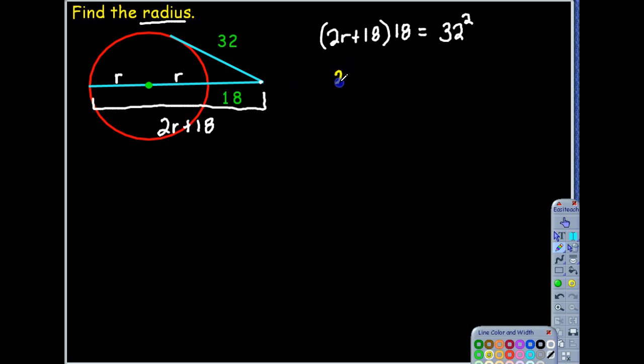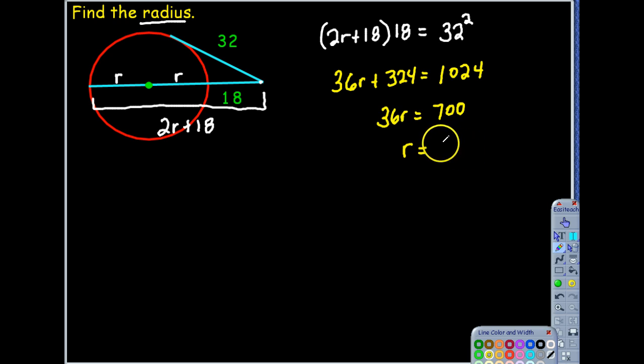So distribute. So I get 36R. And 18 times 18 is going to give us 324. And 32 squared is 1,024. All right, another basic algebraic equation. So if we subtract our 324 from both sides, we get 700. And when you divide by 36, we get a repeating decimal. Okay. So we could say it's approximately 19.44.